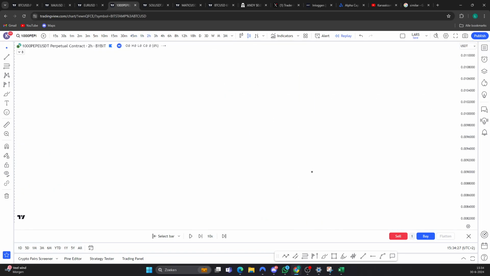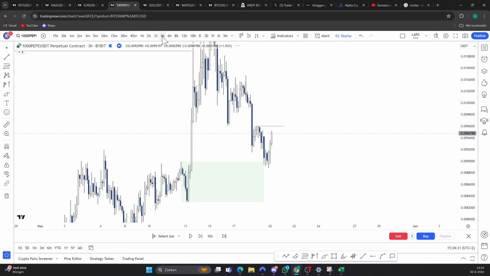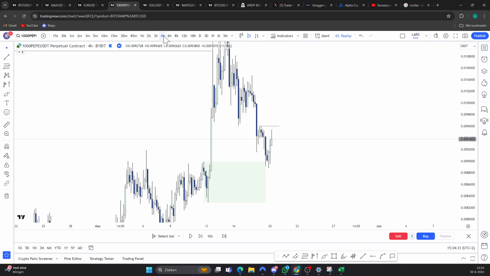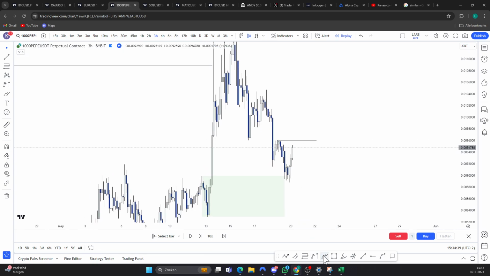Let's test which is the highest time frame structure on that move. 3 hour, 4 hour, around 3 hour structure. Okay. So breaking that high will confirm that we're coming up way higher.